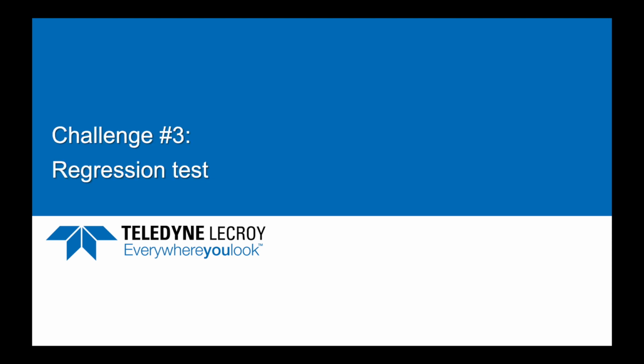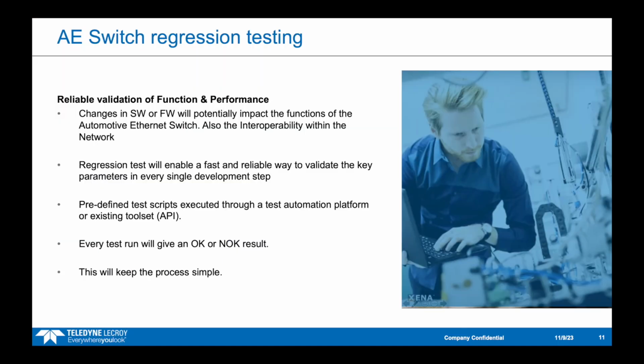Now let's look at the third challenge, which is regression testing. Regression testing is done during the main development process, after the initial integration of your hardware and software. In this phase, you will often change the software and the firmware, but you're not expecting to change the hardware. Now you want to continuously monitor the performance and other metrics like delay of the switch, if something changes or goes wrong when you make specific changes.